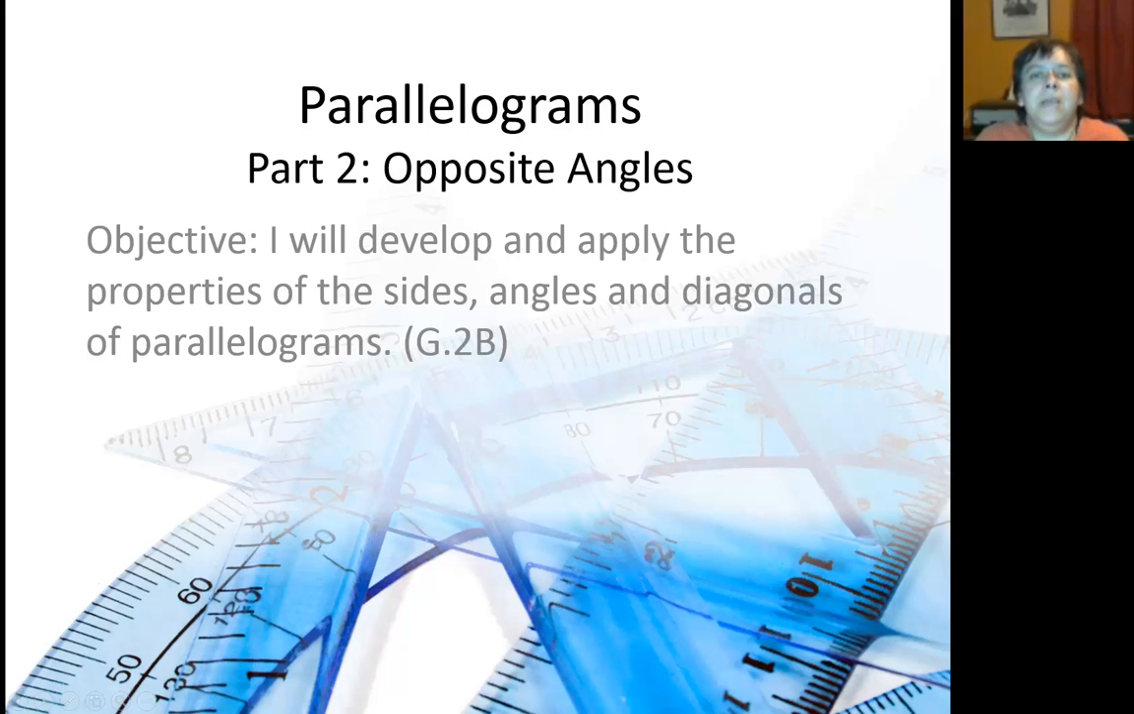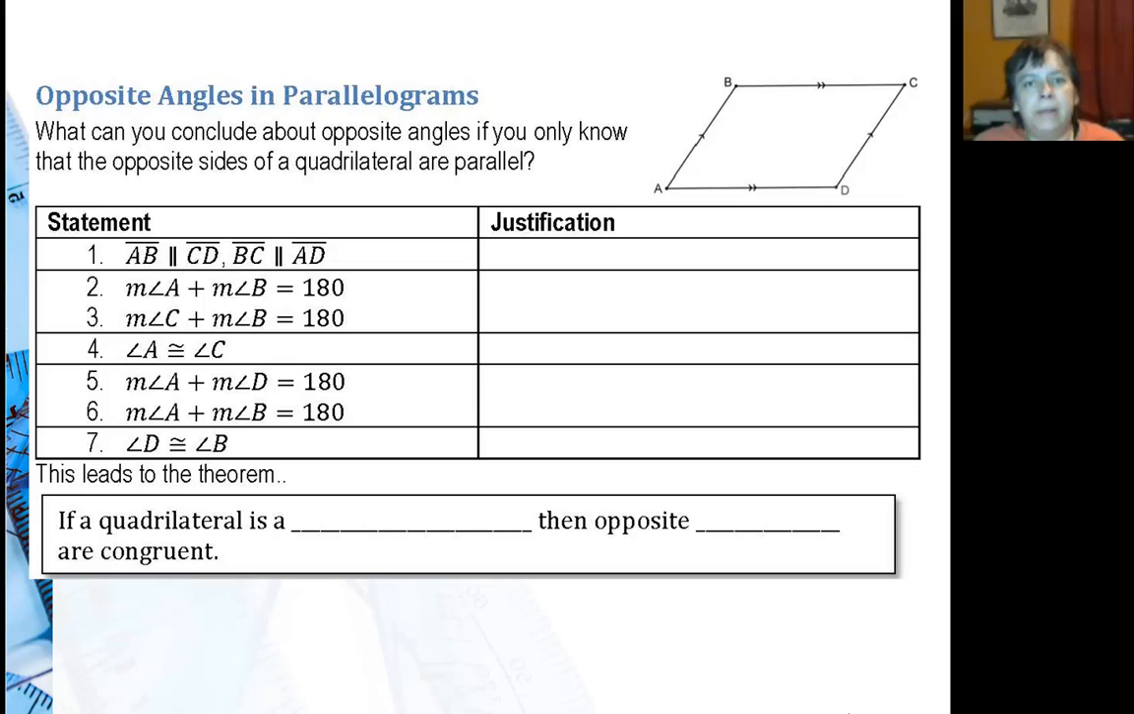Now we're going to look at the opposite angles and parallelograms. So I have a parallelogram here, ABCD, and all we know is that the opposite sides are parallel. And I can say AB is parallel to CD, BC is parallel to AD, because that is the definition of a parallelogram. I can also say that angle A and B, those are same side interior angles.